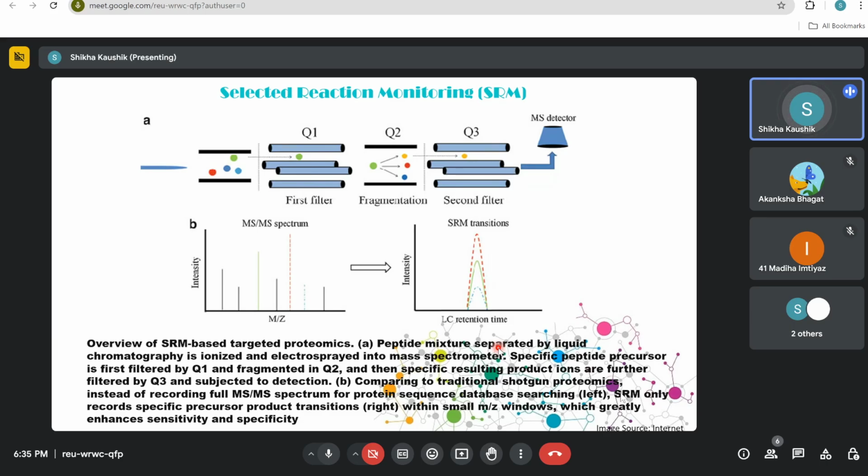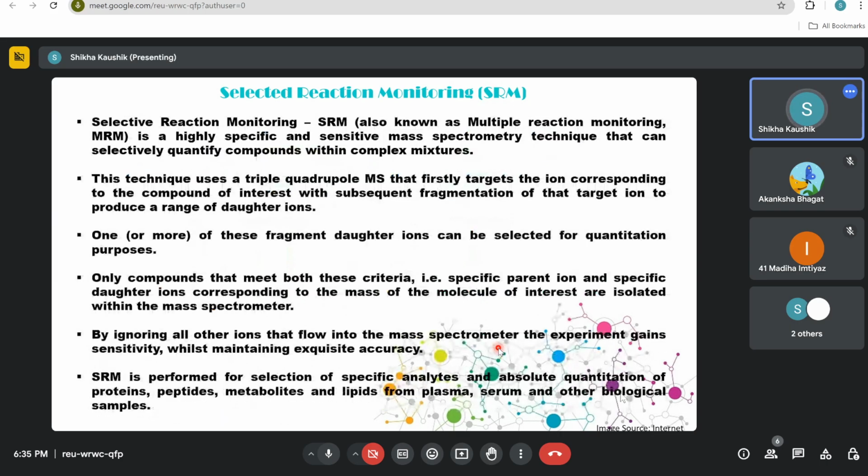Right? So whenever you do high throughput mass spectroscopy where you want to study a particular protein or you want to do a targeted proteomics, then you utilize these approaches. Great. Next. So selective reaction monitoring, which is SRM, it is also called multiple reaction monitoring.